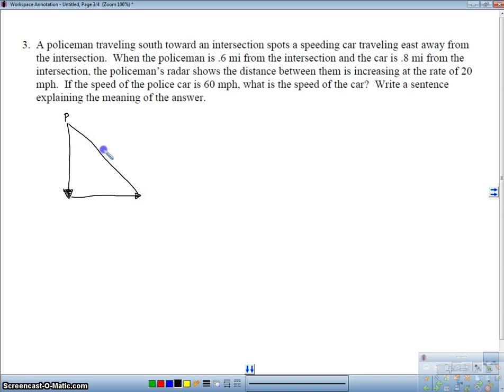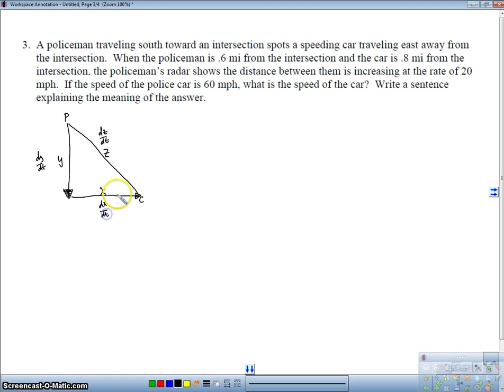Now we don't know everything, everything is changing, right? Because the police officer is going this way, the car is going this way, and everything is changing. So I'm going to label all of these x, y, and z. And I know that the change in time of this z is going to be dz/dt. The change in this one is dy/dt, and in this one is going to be dx/dt.